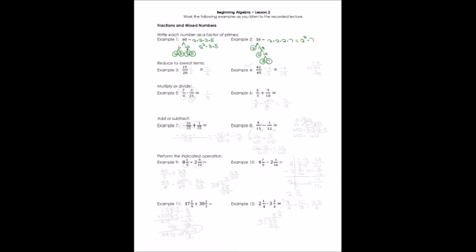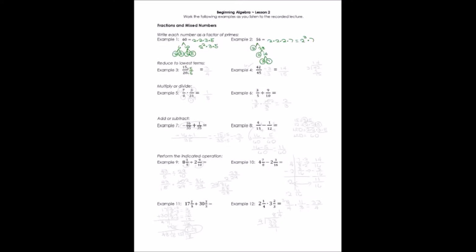Now, example 3 has a fraction that we need to reduce to lowest terms. How we do that is we divide each part of the fraction, the numerator and the denominator, by the greatest number that we can divide evenly into both of them. If you look at 15 and 20, you probably see that we could divide them both by 5. We can always divide both the numerator and the denominator by the same thing because what we're really doing is dividing by 5 over 5, which is just the number 1. So we've kept equivalency in our fractions.